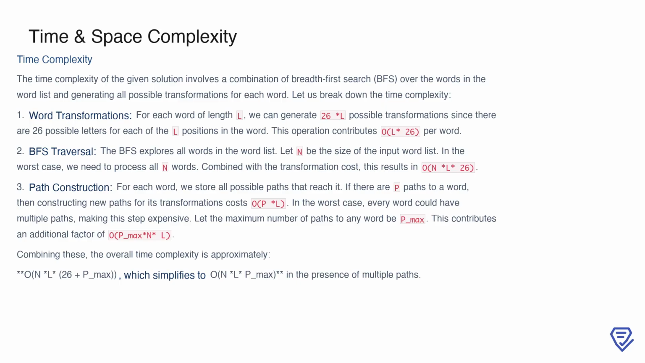Additionally, there is the path construction step, where we store all possible paths leading to each word. If there are P paths to a word, the cost of constructing new paths for its transformations is O(P*L). In the worst case, every word could have up to P_max paths, adding a complexity of O(P_max*N*L). When we combine these factors, the overall time complexity is approximately O(N*L*(26 + P_max)), which simplifies to O(N*L*P_max) in cases with significant path branching.